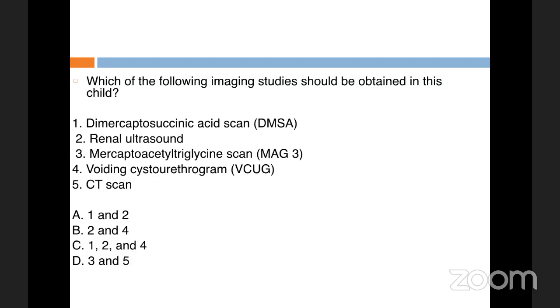Which of the following imaging studies should be obtained in this child? We should suspect some congenital abnormalities. If there is a UTI in a smaller child, we should always go for an ultrasound to know if there is any hydronephrosis. We should go for a DMSA, dimercaptosuccinic acid scan, to know if there is any scarring, and we should go for a voiding cystourethrogram to see whether there is any vesicoureteric reflux. So for any child less than 1 year, the Indian Academy of Pediatrics says to go for all 3 tests: renal ultrasound to look for hydronephrosis, DMSA to see whether there is any scarring, and voiding cystourethrogram to look for any reflux.